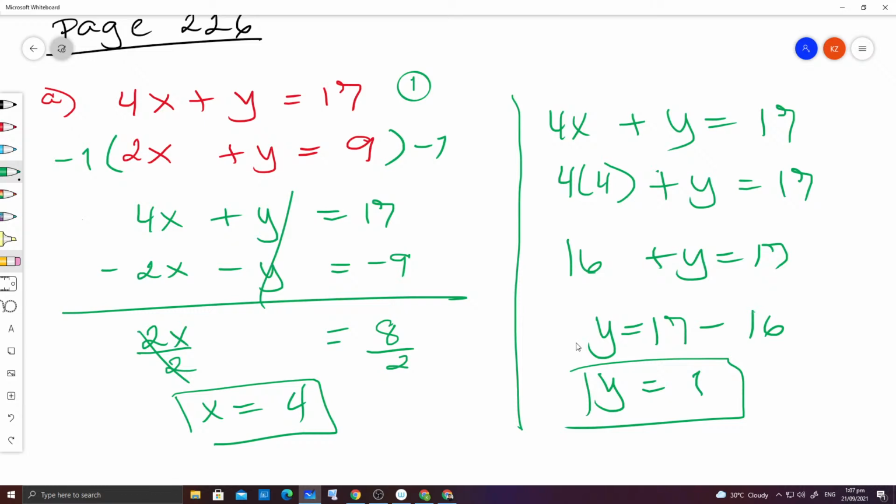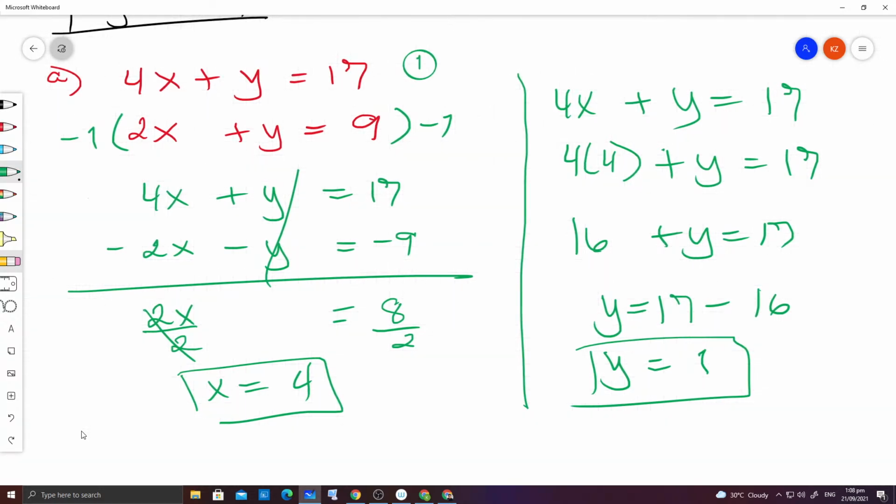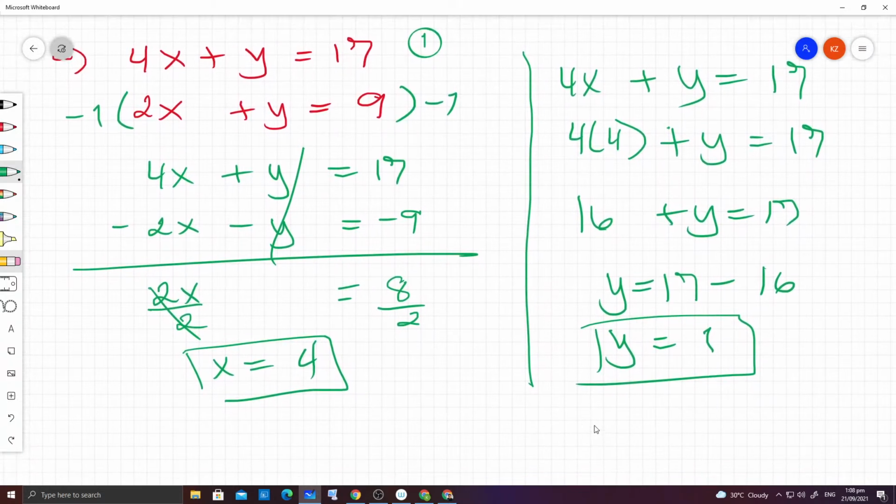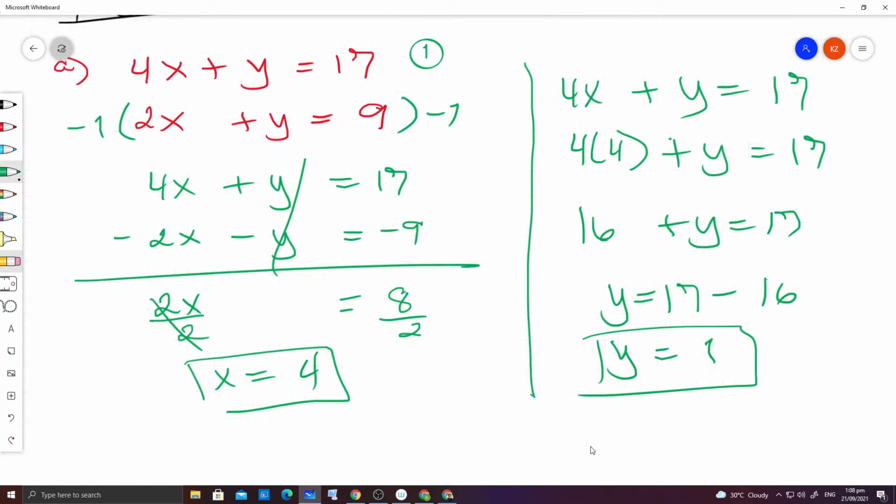So by looking at it, you can check: 4 times 4 is 16 plus 1 is 17. 2 times 4 is 8 plus 1 is 9. So that's the meaning of simultaneous equations: the two equations have one value of x and y that is the same for both.